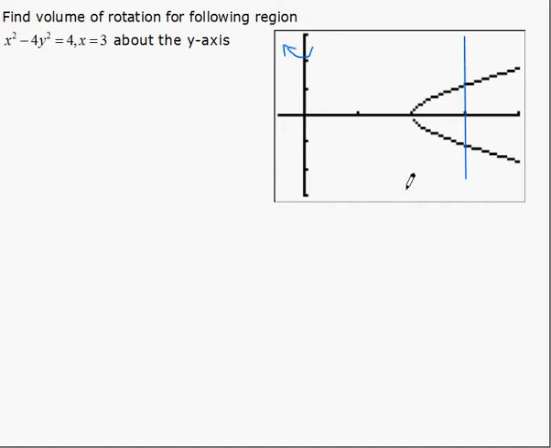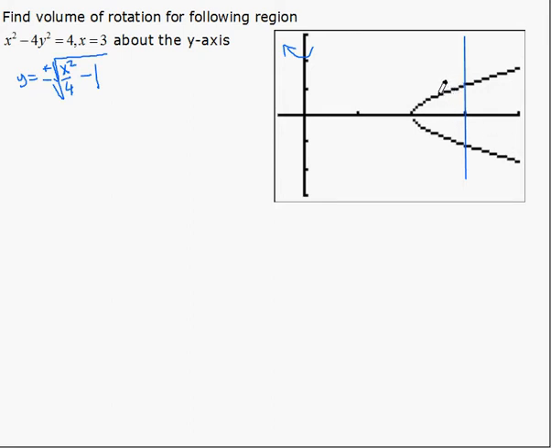In terms of rectangles, we need to recognize that this is actually two separate functions. If we solve this, which we need to do to graph it on our calculator here, this is y equals plus or minus the square root of x squared over 4 minus 1. So that's solving this equation for y. The positive square root is on top, the negative square root is on the bottom. So this is two separate functions.